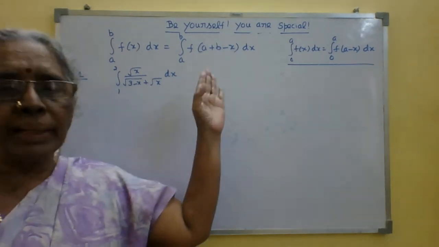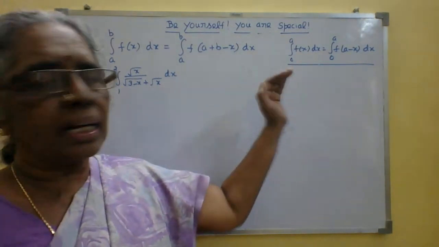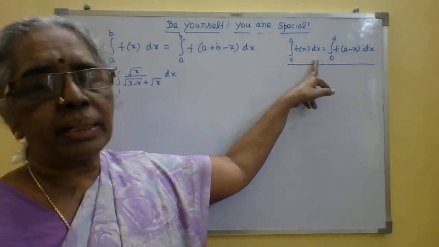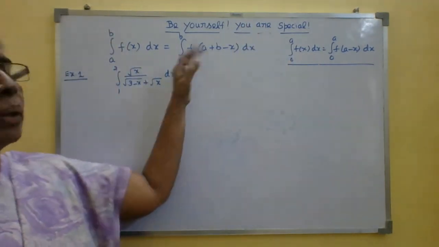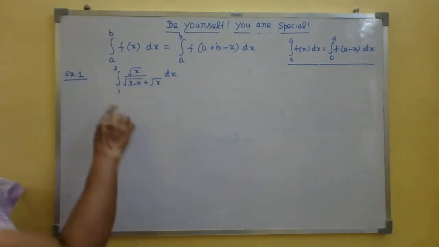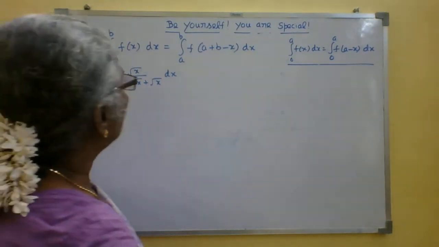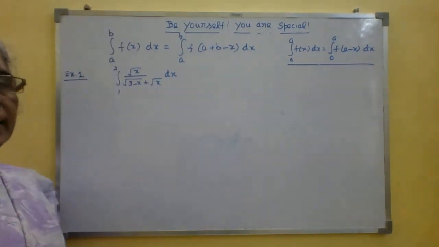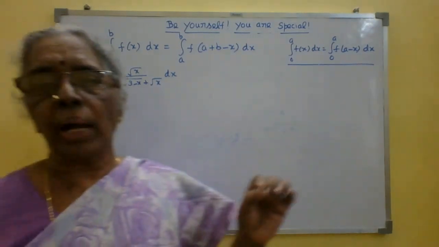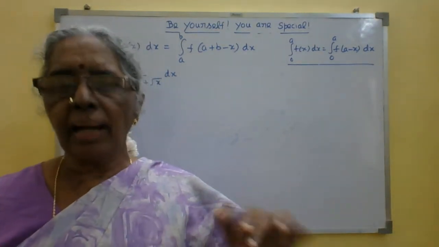When the lower limit becomes 0, that is a special case, no? Then you get this property. So let us see how we are going to use this one now. Consider the sum integral 1 to 2 root x by root 3 minus x plus root x dx. In this sum the limits are 1 and 2. A is 1 and B is 2.